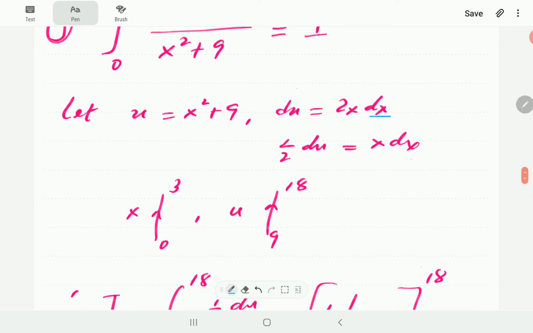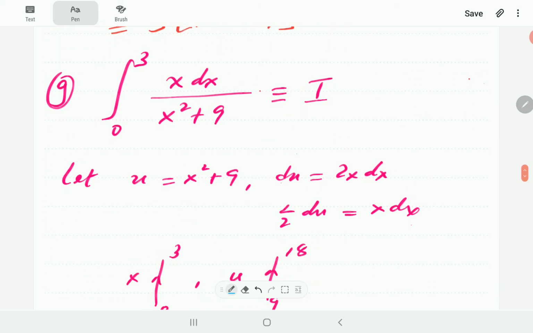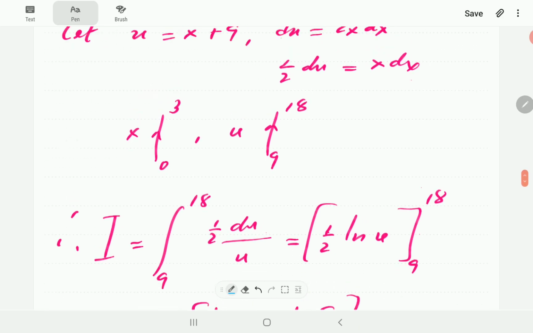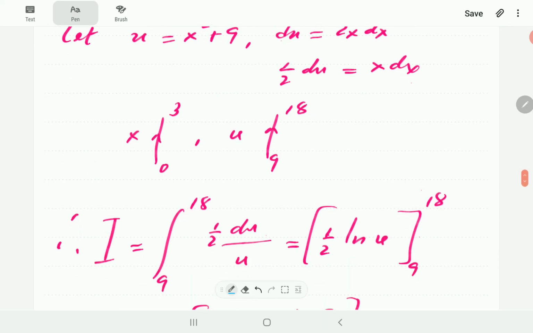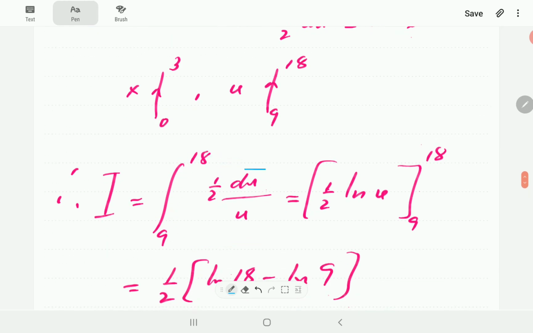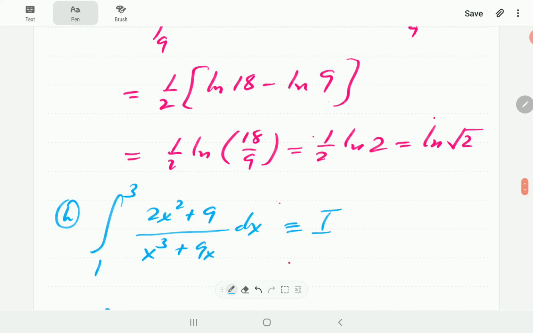So du is going to be 2x dx, so x dx, which is what we have here, is going to be half du. And when x is 0, u is 9. When x is 3, u is going to be 9 plus 9. So the integral is going to look like this, which is simply ln u, and then if we plug in the limits, it's going to give us ln square root 2.